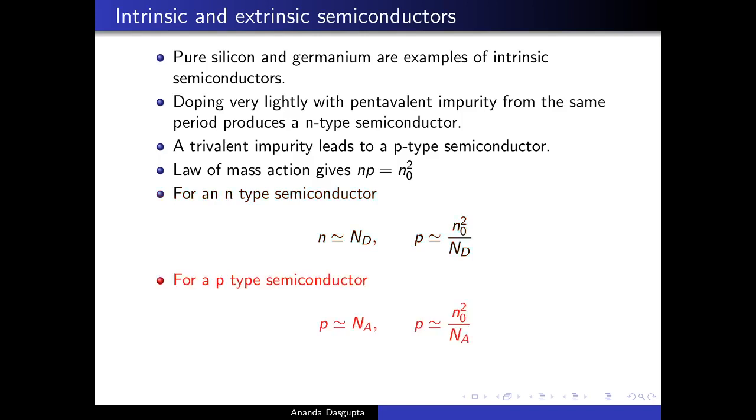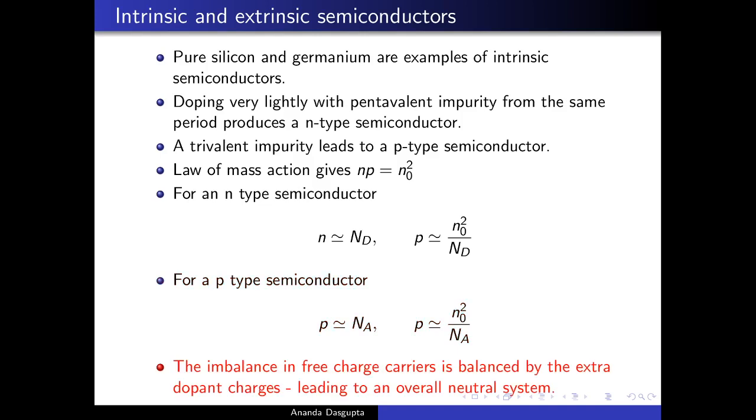Similarly, for a p-type semiconductor, the concentration of the holes is equal to the concentration of the acceptor atoms. And this is a typo. This should be n equals n0 squared by na. So this is of course wrong. Hole concentration depends on how many acceptor atoms you have put in, and electron concentration goes down as a response.